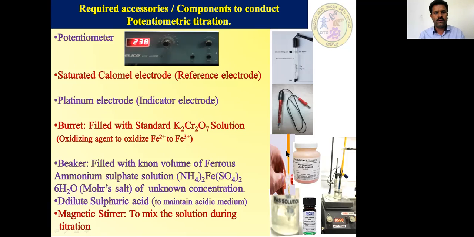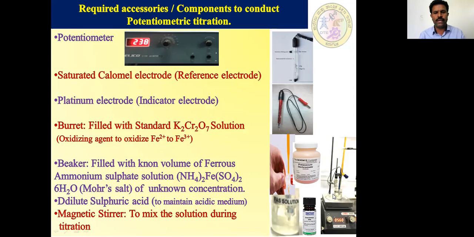The burette is filled with standard potassium dichromate solution. It is an oxidizing agent. It will oxidize the ferrous Fe2+ ions present in FAS to ferric ions, that is Fe3+ ions. The beaker is filled with a known volume of ferrous ammonium sulfate solution, also called Mohr salt solution, of unknown concentration. Volume is known, but concentration is unknown.